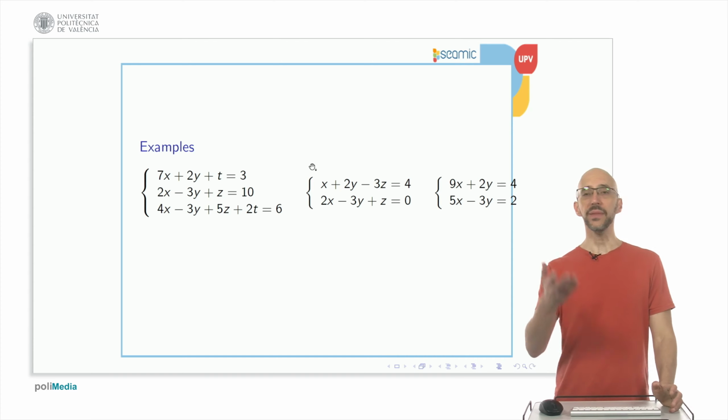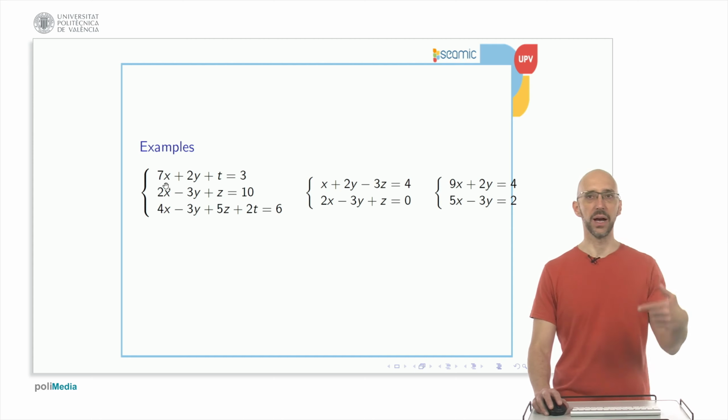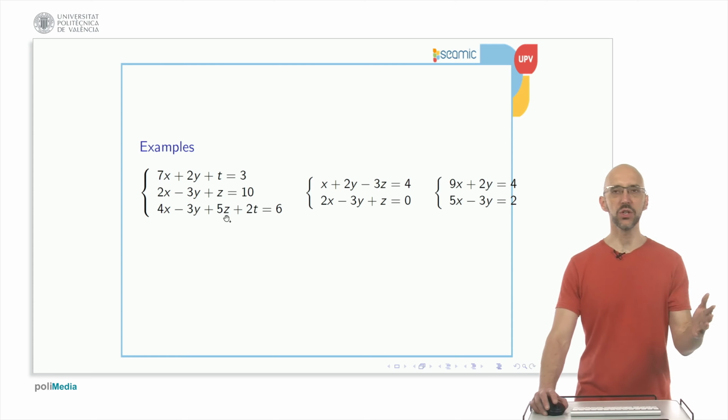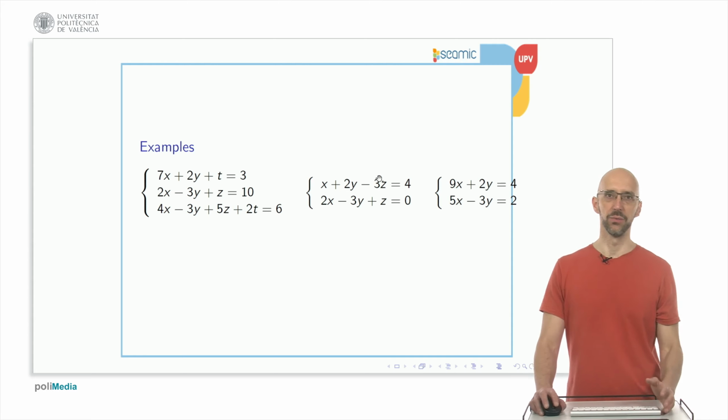Sorry. Examples of systems of equations. In this system, we have 3 equations. You need to count the equations. How many variables? X, Y, T, and Z. 4 unknowns. 3 equations, 4 unknowns to find out the values of these unknowns.